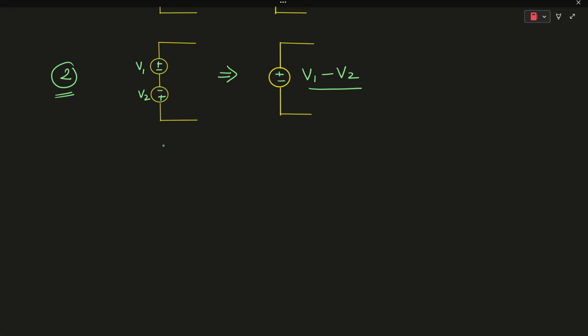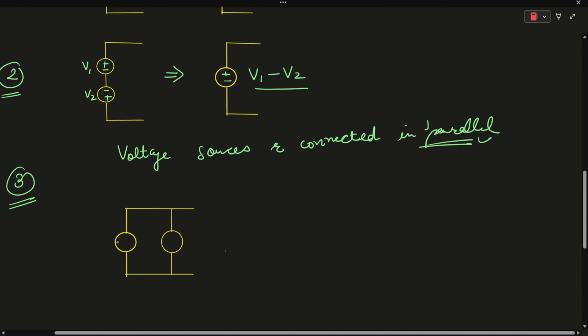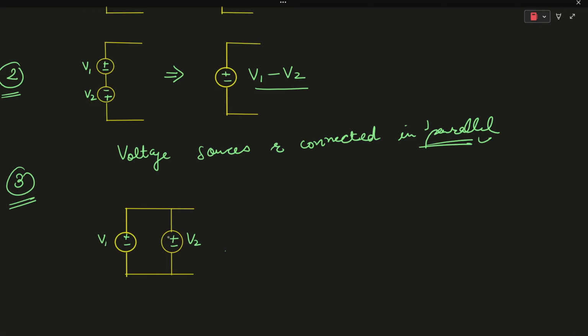For the third case, let's say the voltage sources are connected in parallel. In that case, the two voltage sources, plus minus V1 and V2, can only be connected in parallel if and only if their magnitude and polarities must be same.